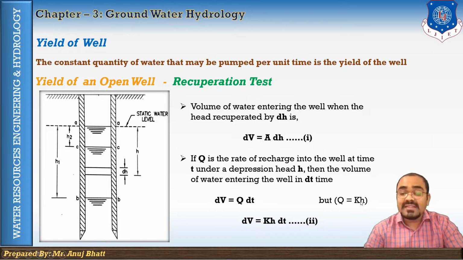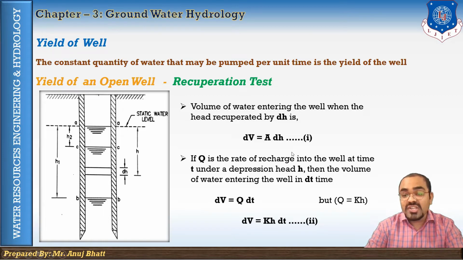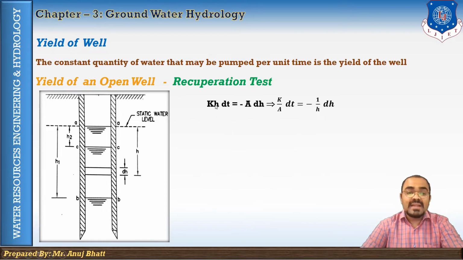So if we apply this Kh value as Q, we can compare these two equations 1 and 2. We'll get Kh into dt is equal to minus A into dh. Now we'll bring the h value to the h side. So K by A into dt is equal to minus 1 upon h into dh.